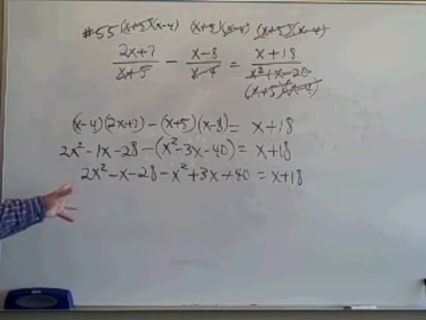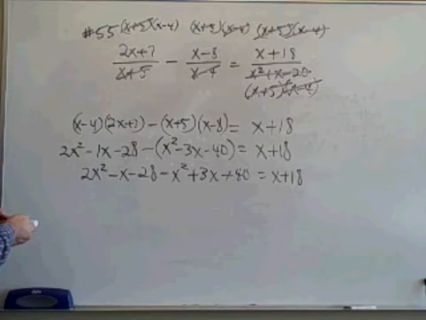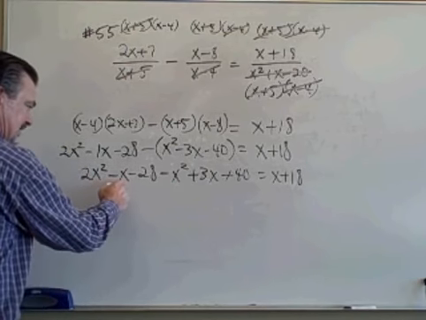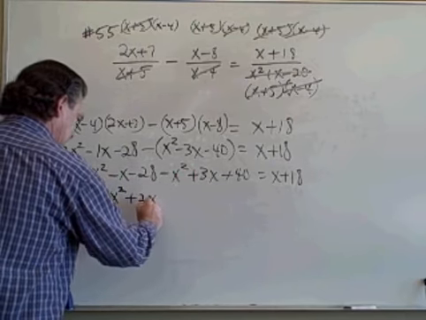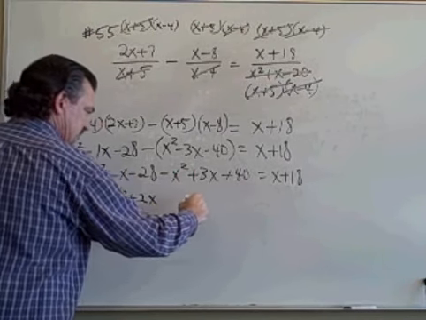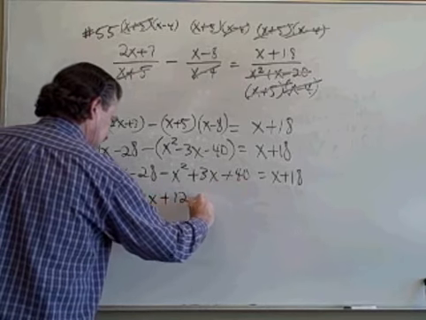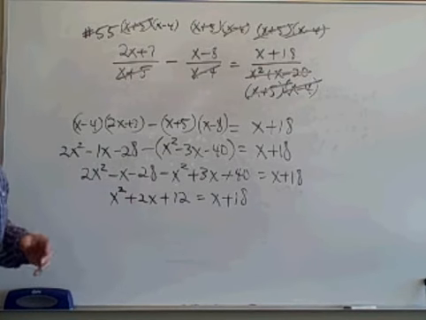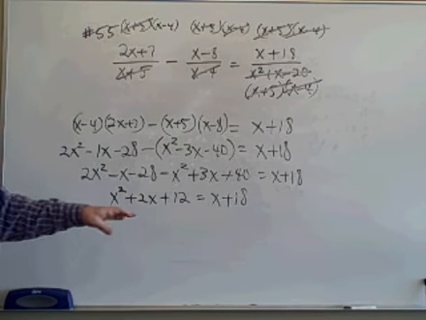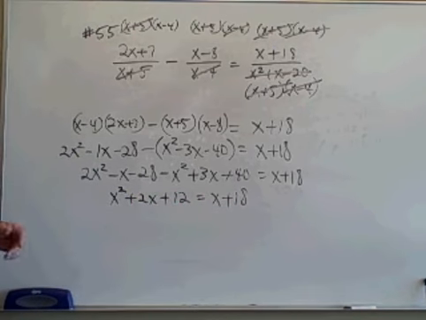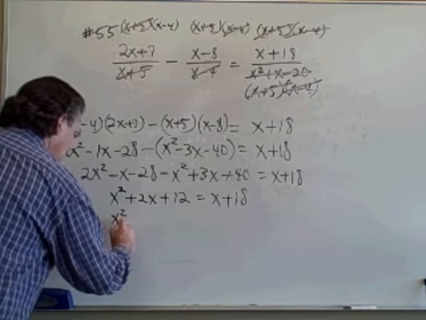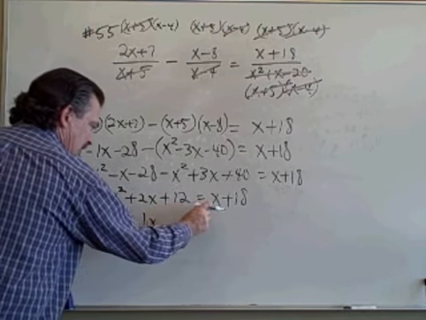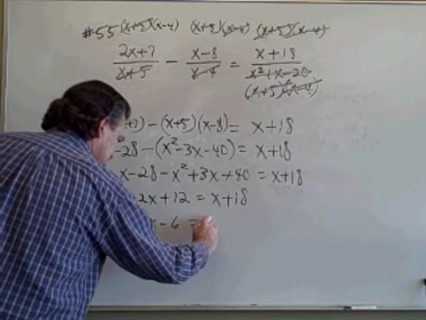Now let's combine the like terms here on the left side so we can see what kind of equation we actually have. 2x squared minus x squared, that's x squared. Minus x plus 3x, that's plus 2x. Minus 28 plus 40 will be plus 12. And now it appears we have a quadratic equation, doesn't it? So let's subtract the x and subtract 18 from both sides. So we'll have x squared plus 1x when I subtract 1x from both sides, plus 12, and I'm going to subtract 18 from that. That'll be minus 6.